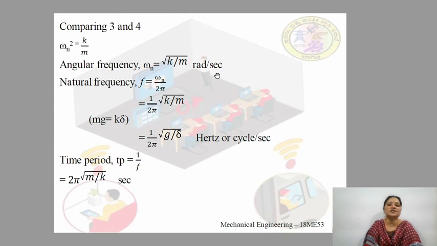Natural frequency f is represented as omega n by 2 pi. Omega n is already obtained as root of k by m. So therefore, f is 1 by 2 pi under the root k by m. As discussed in the previous derivation, we know that mg is equal to k delta. So the above equation can also be written as 1 by 2 pi under the root g by delta, where the unit of natural frequency is hertz, or cycles per second.